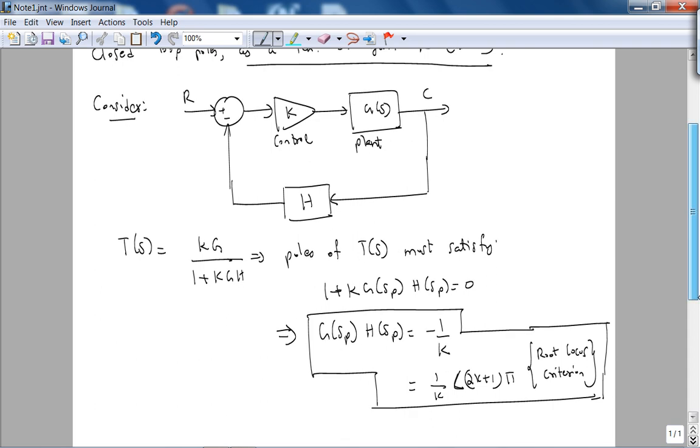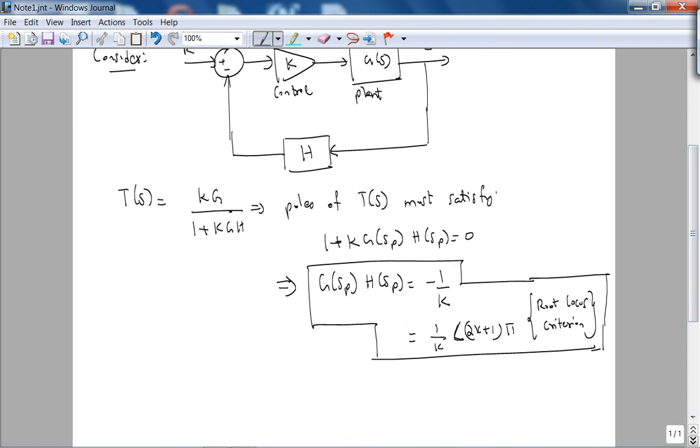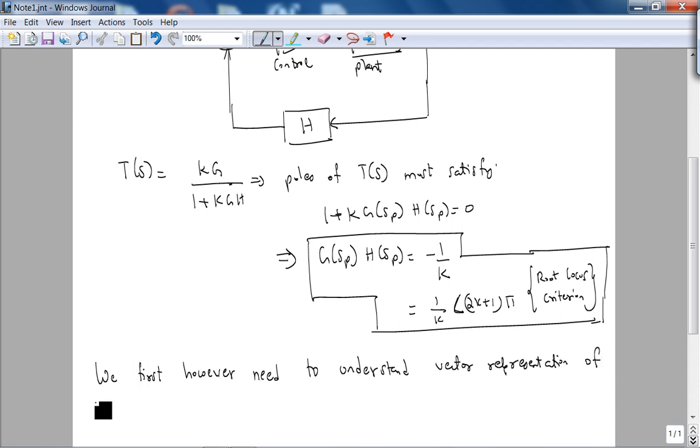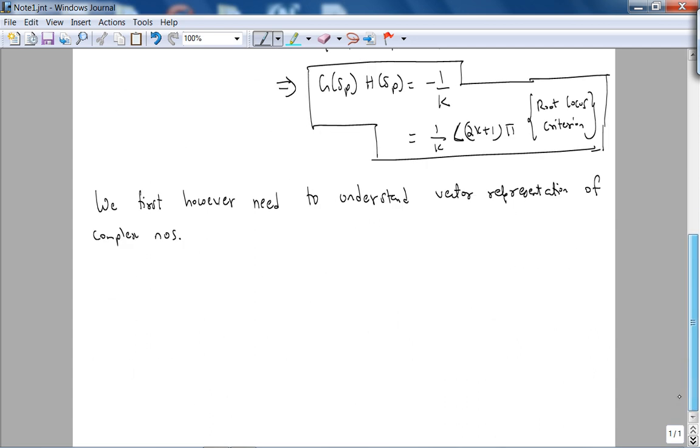Okay. But before we can utilize this criterion, we first, however, need to understand a vector representation of complex numbers. So let's look at a very simple example. Consider the complex number z equals 3 plus j4.